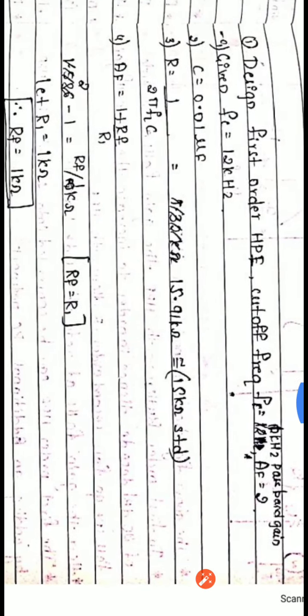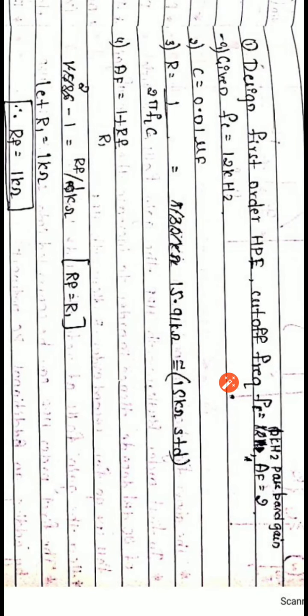There is one problem solved here, so just go through this. They have given the cutoff frequency and the capacitor value, so you just have to find the resistance value. Substitute and we will get the values. It is a very simple problem, and you have to draw the diagram using the same first order Butterworth high pass filter.